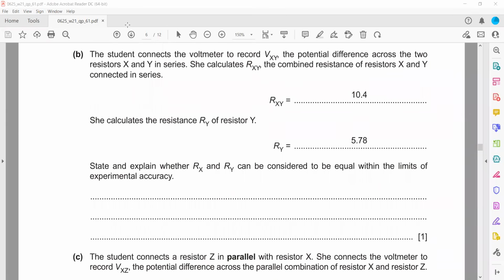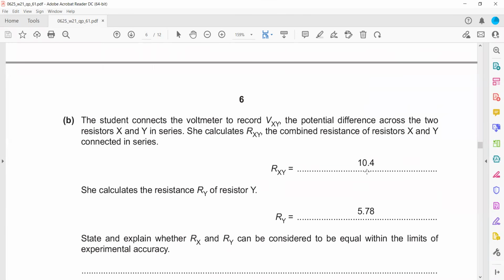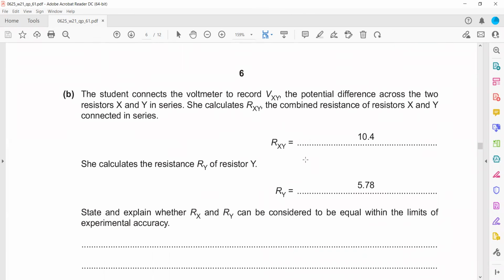The next part: a student connects a voltmeter and records the voltage of Y and X, and gets the resistance of Y and X, that is 10.4. And then she calculated the resistance of Y, which is 5.78. She states that Rx means the combined resistance of X and Y, and this one is the resistance of Y.